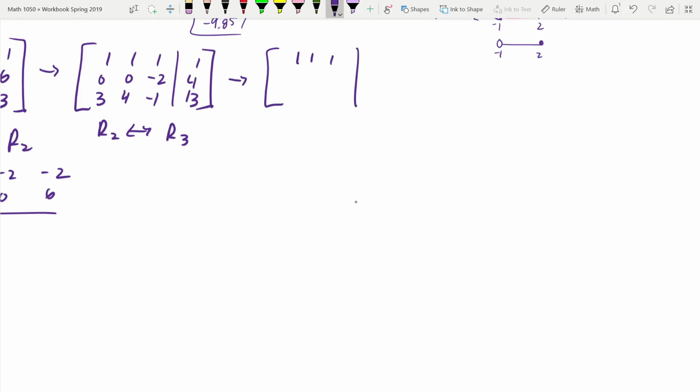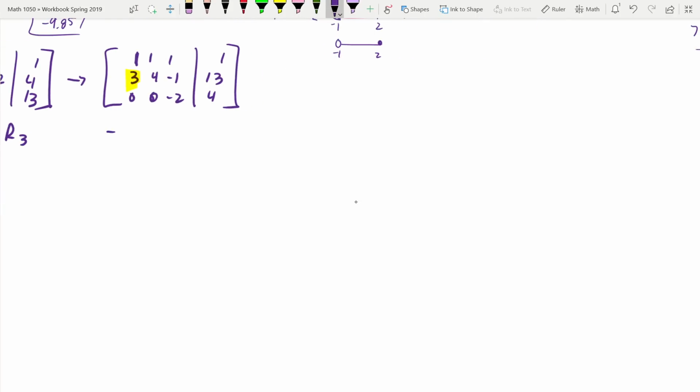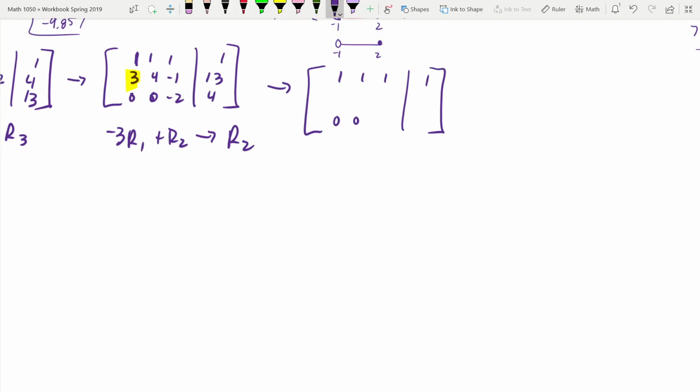So row 1 doesn't change. Switch row 2 and row 3. And now I only have one more thing that I need to get. And that would be a 0 here. Use the 1. So go -3 times row 1 plus row 2 becomes my new row 2. So row 1 doesn't change. Row 3 doesn't change. Multiply the top by negative 3. Write row 2 underneath it. Add those together and you get 0, 1, -4, and 10.